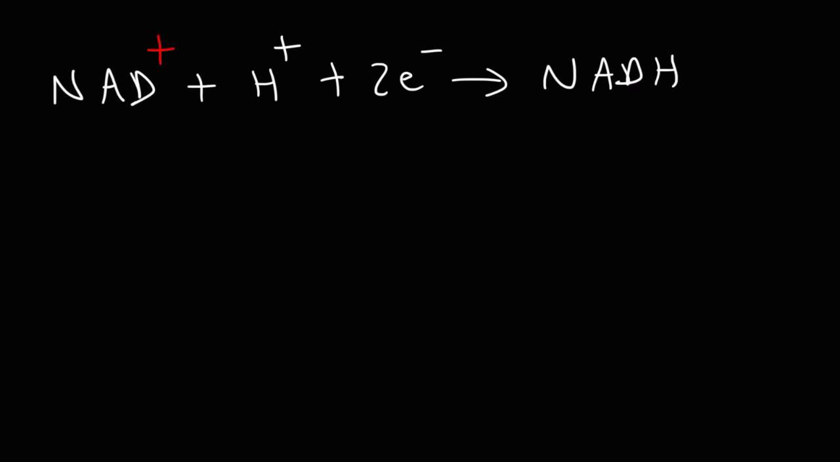Feel free to pause the video if you want to try this yourself, and then play the video when you have your answer. So the first step of cellular respiration, as we know, is glycolysis. That's stage one. Step two is pyruvate oxidation. Step three is the Krebs cycle. And step four is the electron transport chain.